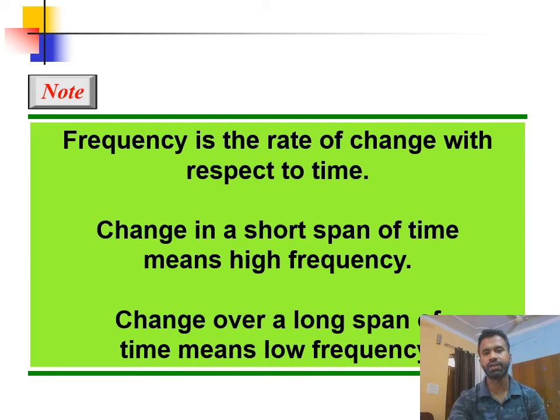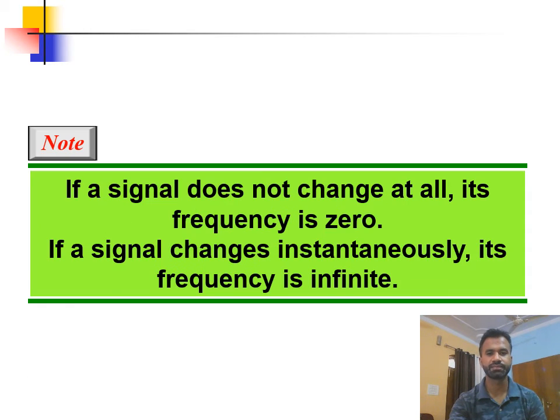Obviously, frequency is the rate of change with respect to time. If it changes in a very short duration of time, then you can see that it has a high frequency. And if it's changing over a long period of time, that means a low frequency. If a signal does not change at all, then the frequency is zero, which we generally call a DC signal.